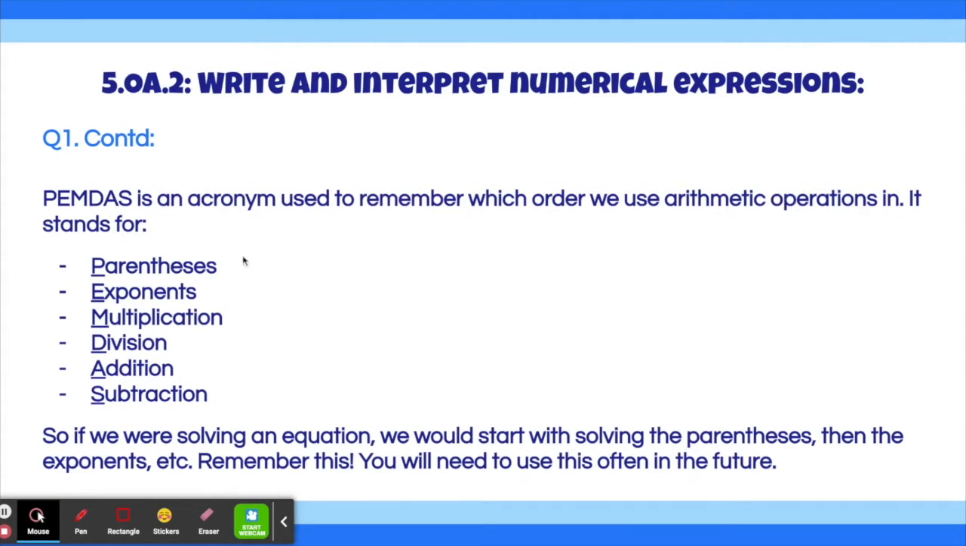So PEMDAS is an acronym used to remember which order we use arithmetic operations in. It stands for parentheses, exponents, multiplication, division, addition, and subtraction. So when you get an expression or an equation, like we saw on the previous slide, you always use this specific order to evaluate it. You start with parentheses, then exponents, then you do multiplication and division, and addition and subtraction. This is a pretty important acronym that you need to remember because it's used in a lot of expressions and equations, so you should try and remember this for the future.